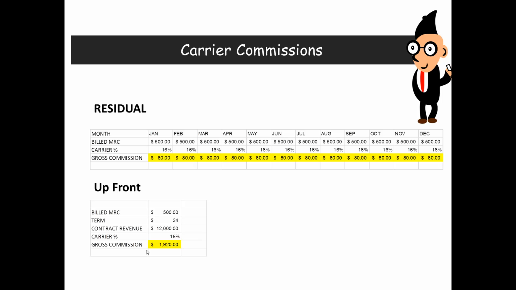Typically, upfronts will be paid as, the most common way we see these are spiffs, and that can be applied in a variety of methods. Spiffs can be paid just as one-time payments in any kind of a method that the carrier wants to pay us.